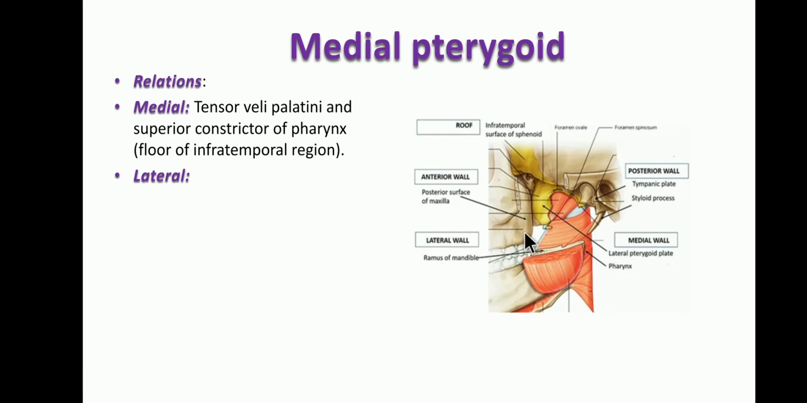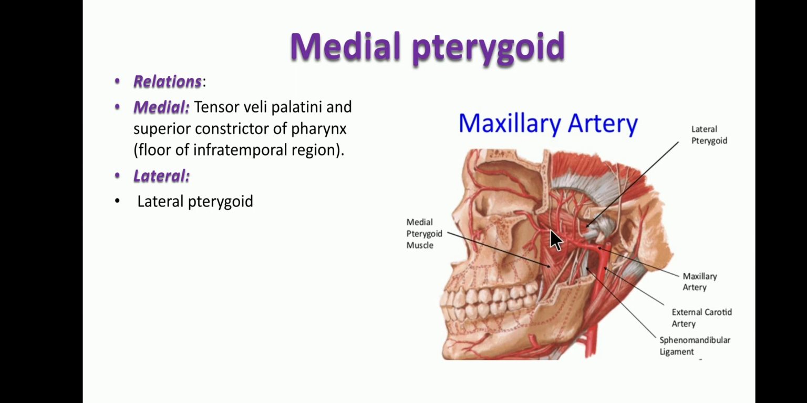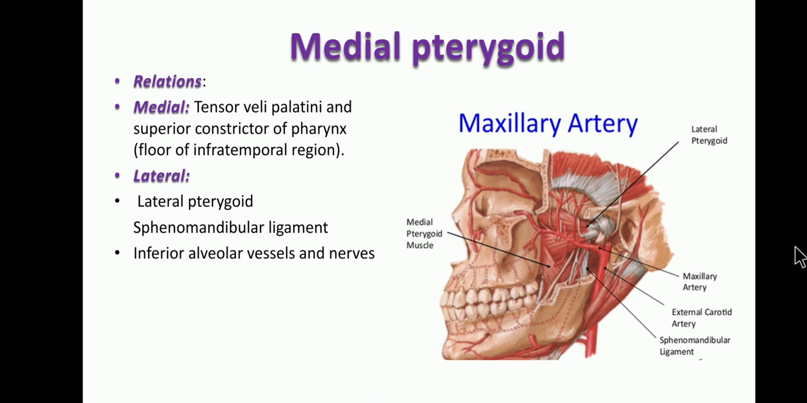Then the lateral relations. What are all the lateral relations? You come across the lateral pterygoid muscle above the medial pterygoid, and then the sphenomandibular ligament, inferior alveolar vessels and nerves, the lingual nerve, and the maxillary artery. All these mainly form the superficial or lateral relations of the medial pterygoid. The lateral pterygoid muscle itself is superficial to it. Naturally, what is present superficial to the lateral pterygoid is the maxillary artery.